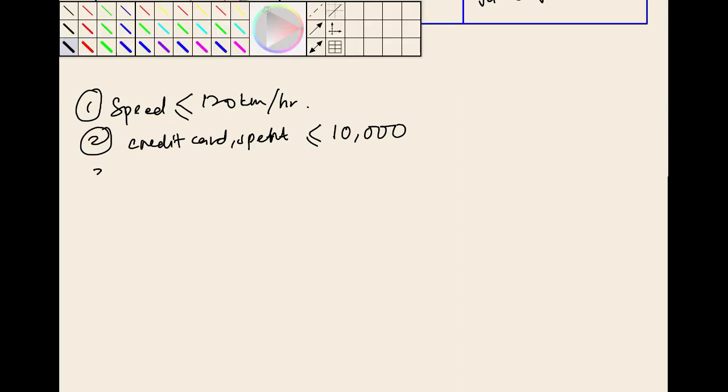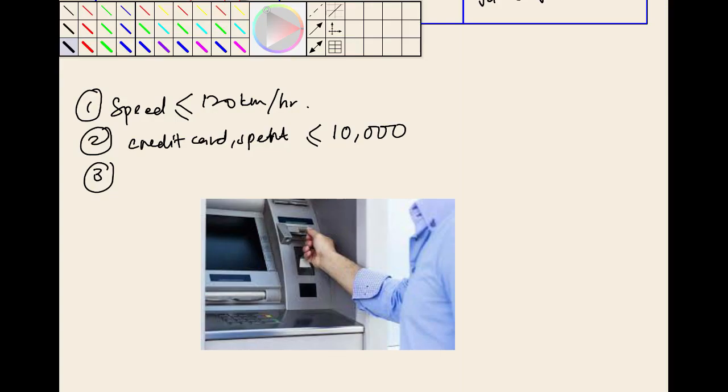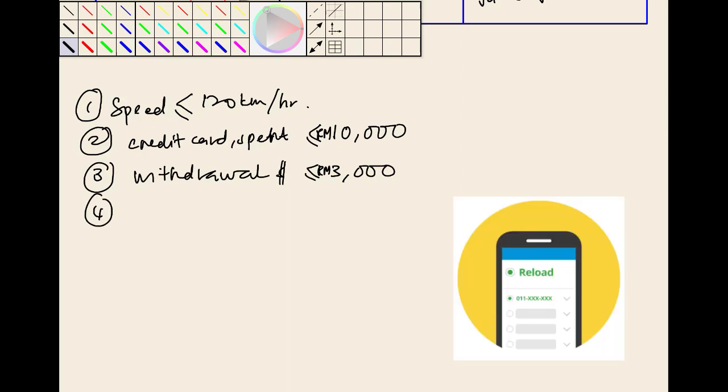Same as when you withdraw money from your ATM machine. You might have a limit of withdrawal for a day. So the withdrawal of your money must be less than or equal to 3,000 ringgit. Same goes for when you reload your phone. This phone number is valid for 30 days. So that means you get free text messaging for less than or equal to 30 days.